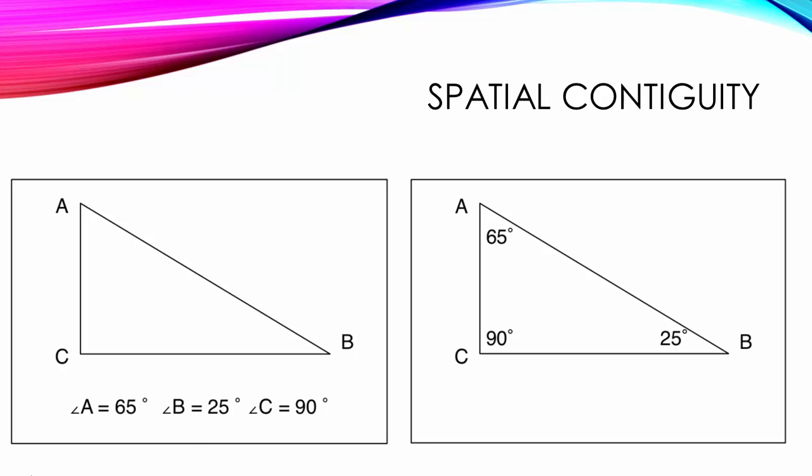Now we will move into discussing our first principle for design in CTML, spatial contiguity. Spatial contiguity is the idea that individuals learn better when written text is presented in close proximity to related images. On the left-hand side of the slide, there is an image of a right triangle and all of the degree measurements. However, the degree measurements are located at the bottom of the image. Even though the measurements are labeled either angle A, angle B, or angle C, the image is not the best way to present the information to a learner.